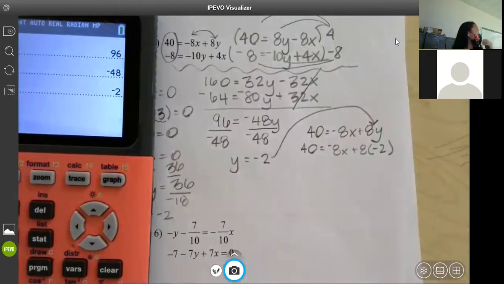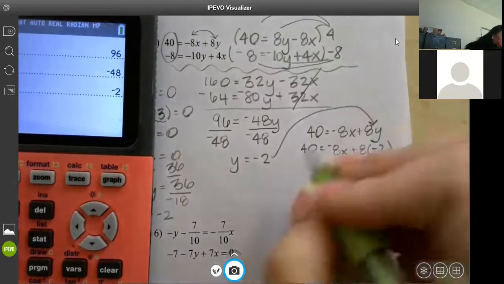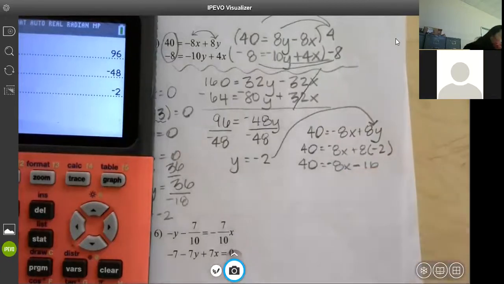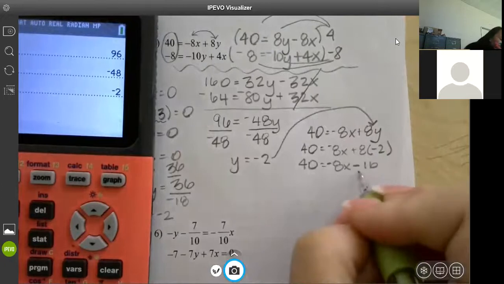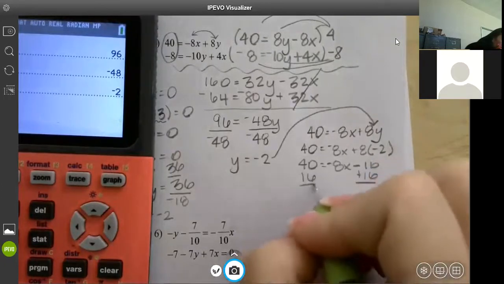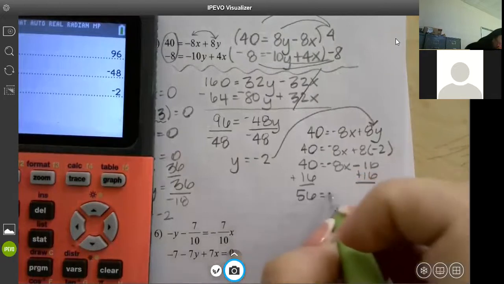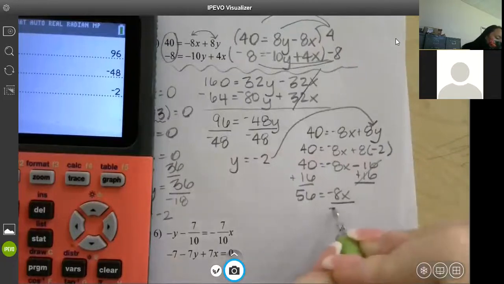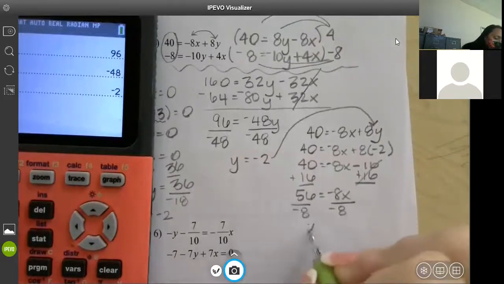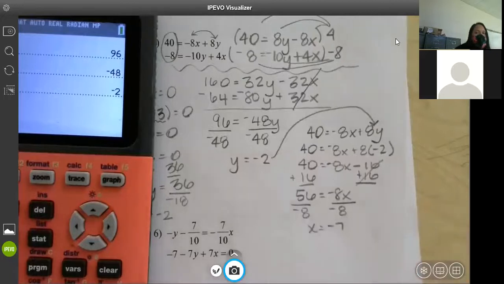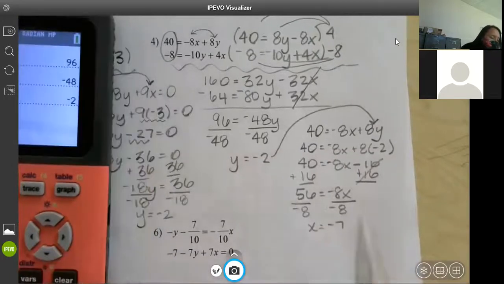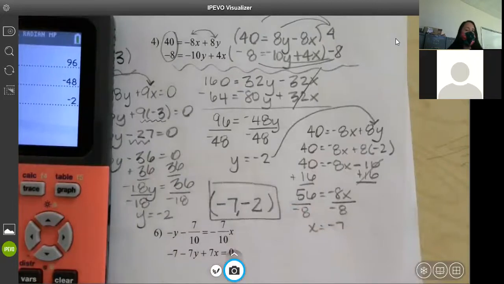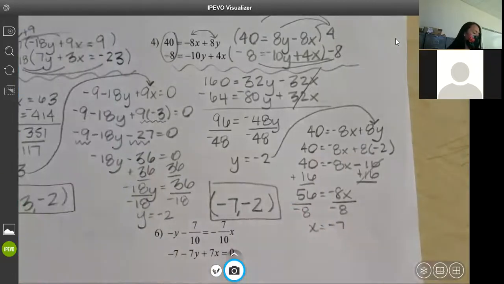Again, all of this stuff you did yesterday and the day before and the day before. You get 40 equals negative 8x and a negative 16. To solve for x, I add 16 to both sides. And I get 56 equals negative 8x. We're going to divide by negative 8 and get negative 7. Write your coordinates. x was negative 7, y was negative 2. Remember, it's an x, y coordinate.